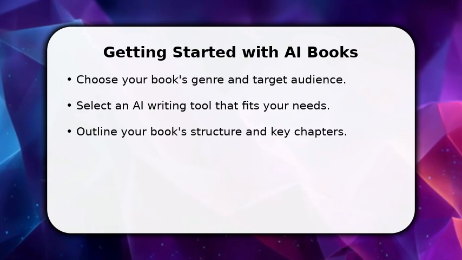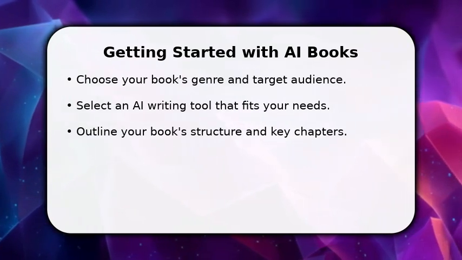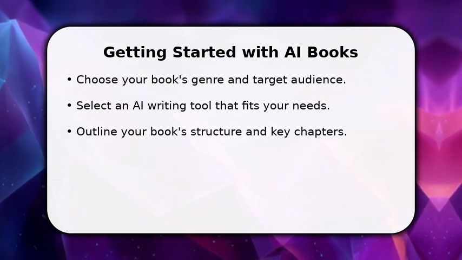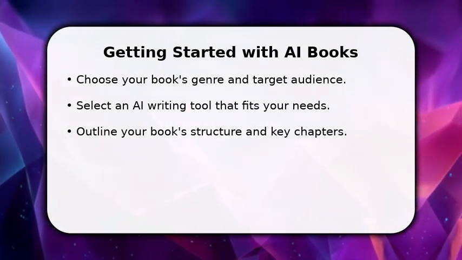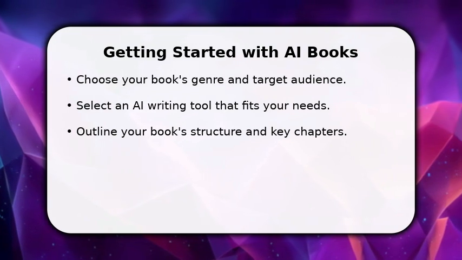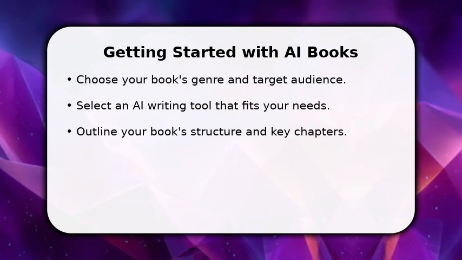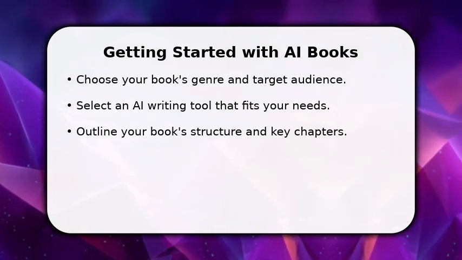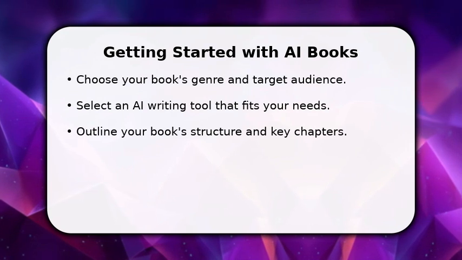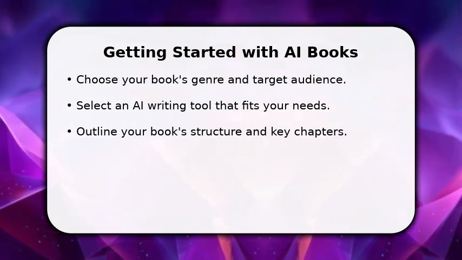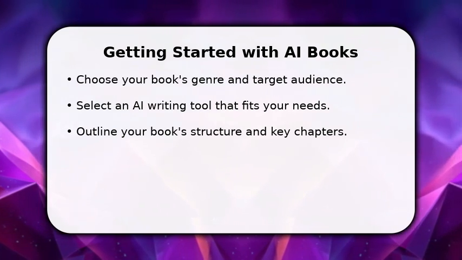In this video, I will explain how to make books with AI. First, define your book's genre and who you want to read it. Next, select an AI writing tool that aligns with your project's scope and budget. There are many options available, some offering free trials. Finally, create a detailed outline for your book, breaking it down into chapters and key sections. This foundational work is crucial for a smooth writing process.